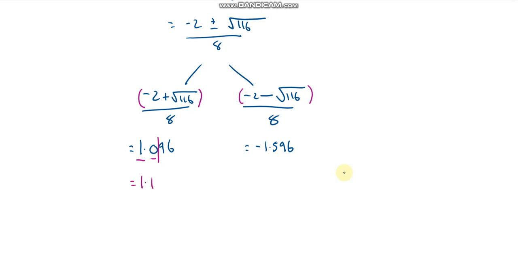So that's going to be 1.1, there's my two significant figures, and that's going to be negative 1.6. Okay, so don't round it here. Write the answer out and then round it.